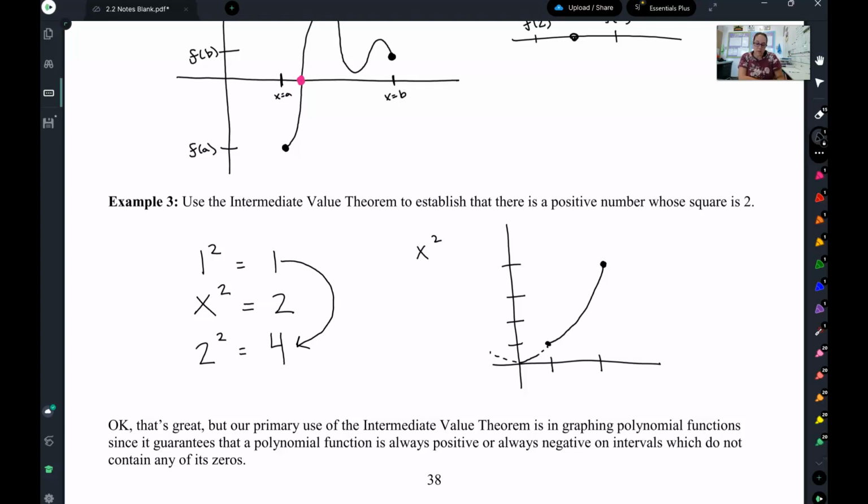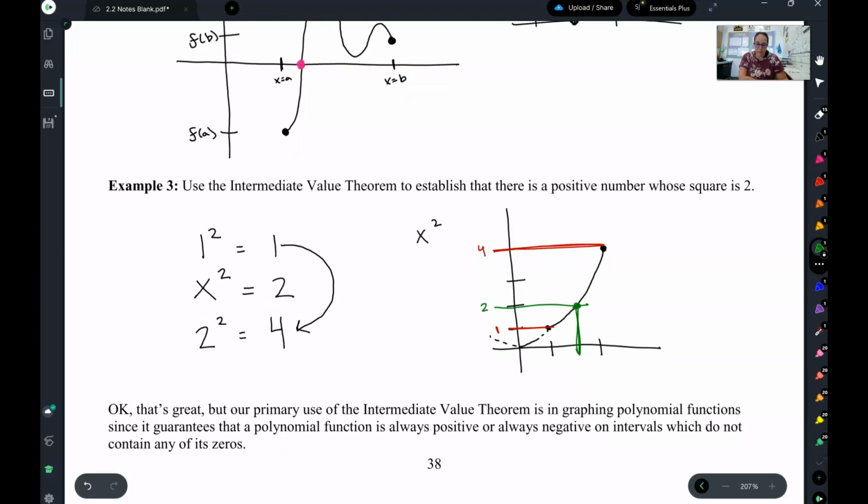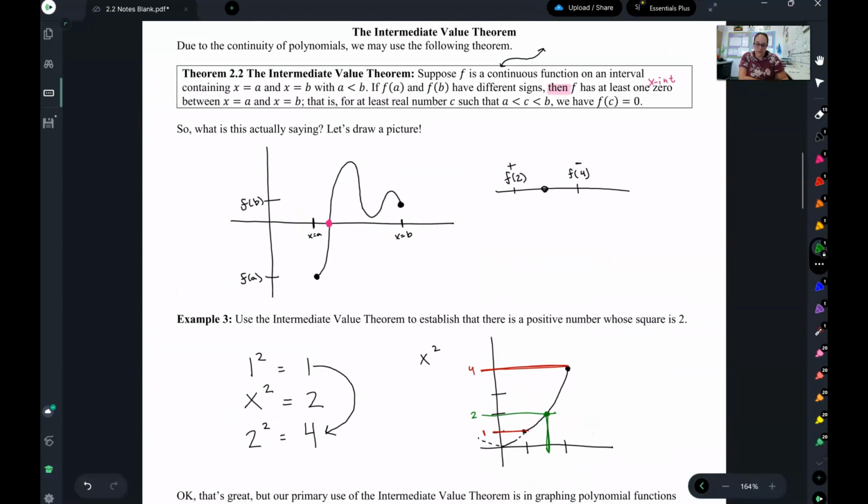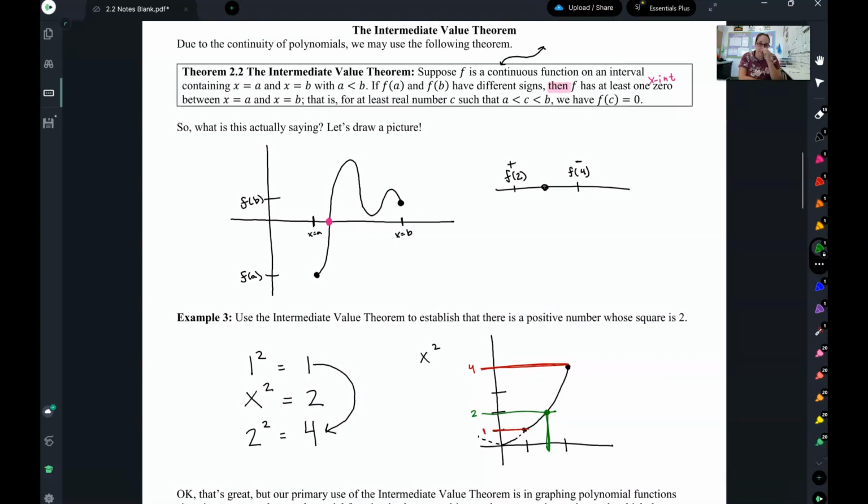So because x squared is continuous, the intermediate value theorem says that if this one is at 1 and this one is at 4, then I am going to hit 2 somewhere between here. So yes, by the intermediate value theorem, I've proven that I'm going to hit 2 somewhere between these numbers because it's continuous from 1 to 4. So that is what the intermediate value theorem says. That's one example of how to apply it.